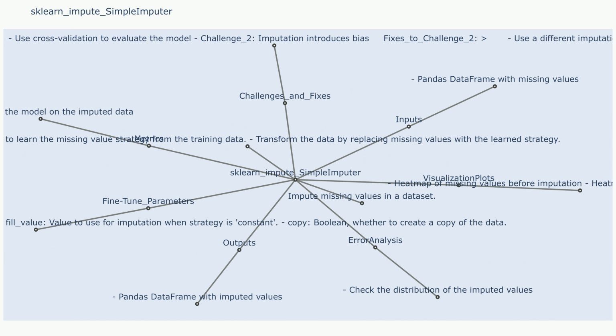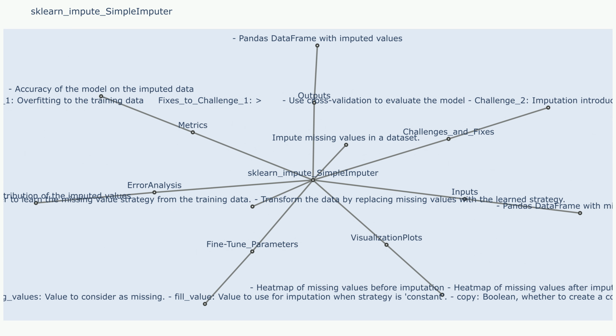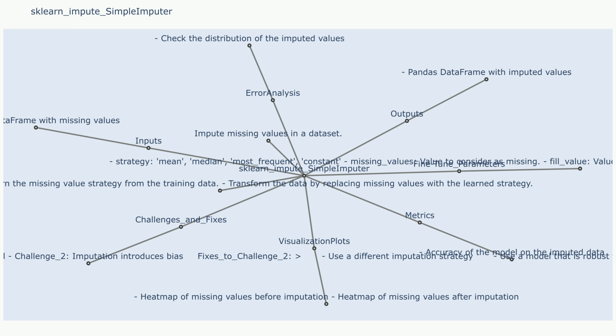Steps: Fit: the SimpleImputer learns the imputation strategy from the data by fitting on the input data X. It calculates the values like mean, median, or most frequent to be used for imputation. Transform: the trained SimpleImputer is used to replace missing values in the input data X with the learned strategy. This step generates the imputed dataset.